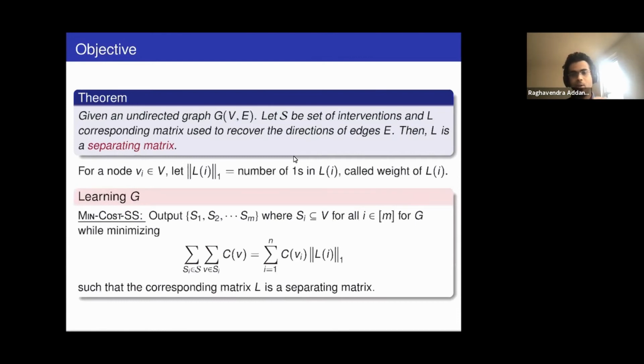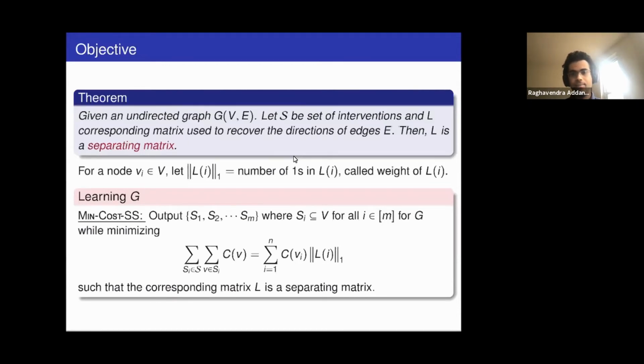We call this the min cost SS problem. We want to output S1 to Sm, these are m sets, such that the sum cost of these sets is minimized, and the corresponding matrix L is a separating matrix. Because if it is a separating matrix, we know that we can recover the graph.